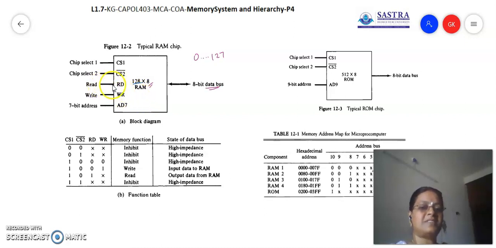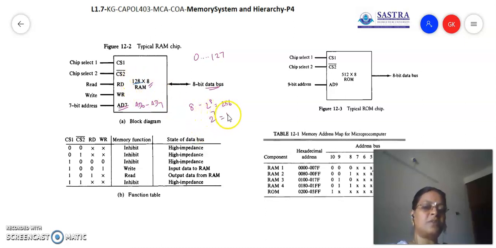With the help of read, it will start reading the information available inside the memory. For that purpose, it has to give the address. The address will be available in this AD7. This is not a single line; it is referred to as AD0 to AD7, totally an 8-bit address line. Why do we need an 8-bit address line? With 8 bits, we can address 2 power 8 locations. That means totally 256 locations can be addressed. And we have only 128.